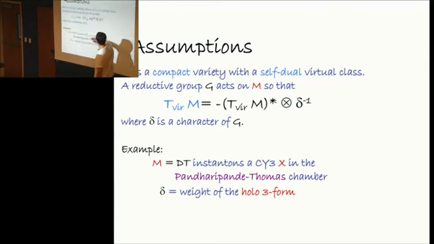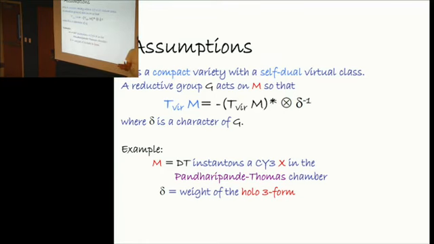So what's an example of this? You take the DT instantons on a Calabi-Yau threefold. That has some kind of chamber structure. For this to be actually compact, you have to pick a particular chamber, which is called Pandharipande-Thomas theory. Otherwise, it's not compact.